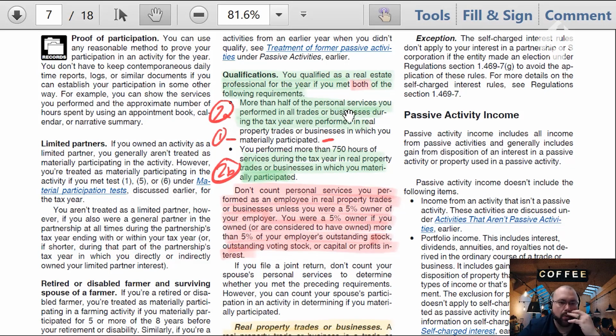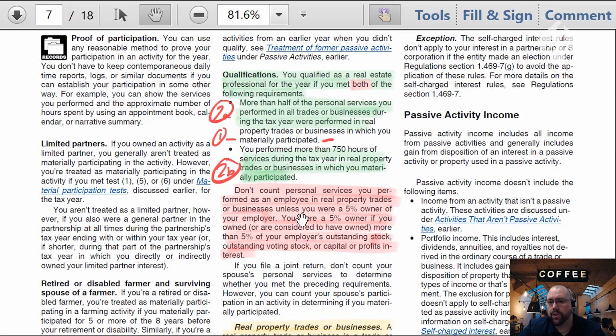As they write it, number one is more than half of the personal services you performed in all trades or businesses during the tax year were performed in real property trades or businesses in which you materially participated. Once again, we see this word materially participated. I'm going to define that right after this, but let's see the second part of the test. You performed more than 750 hours of services during the tax year in real property trades or businesses in which you materially participated. Okay? That is the two-part qualification.